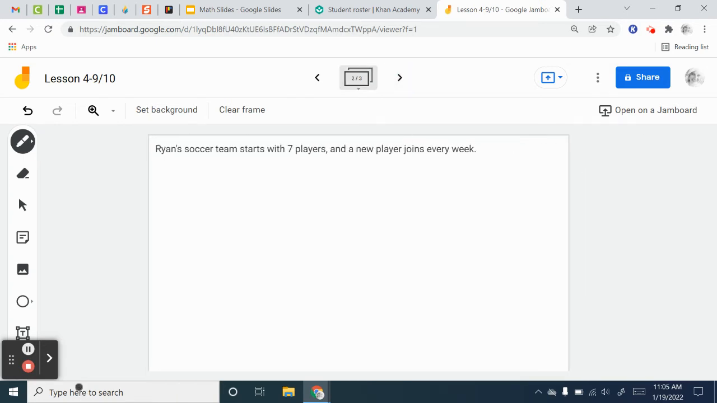So let's try another example. So Ryan's soccer team starts with 7 players. So they started with 7 players. And then there's a new player that joins every week. All right, so the things that change, my variables are going to be the number of players.